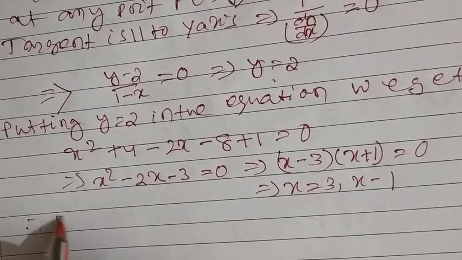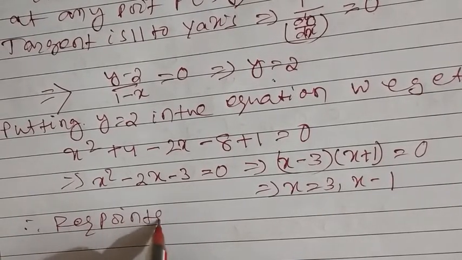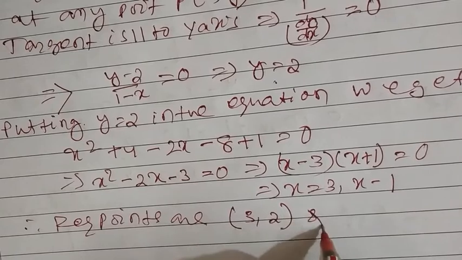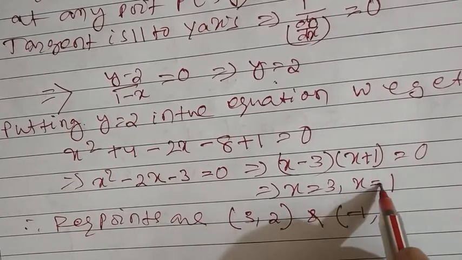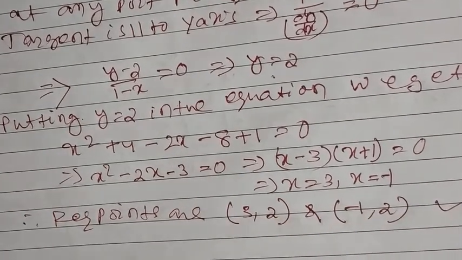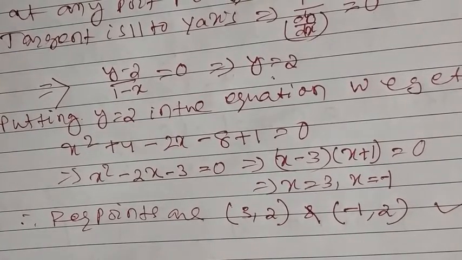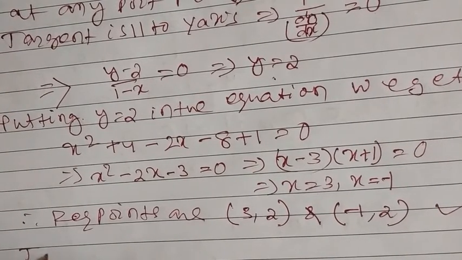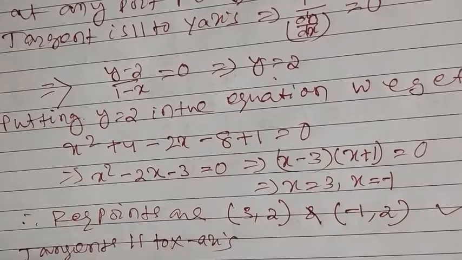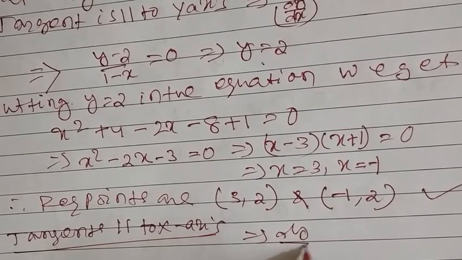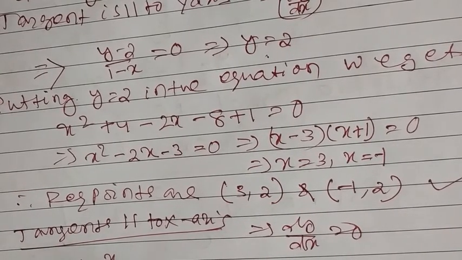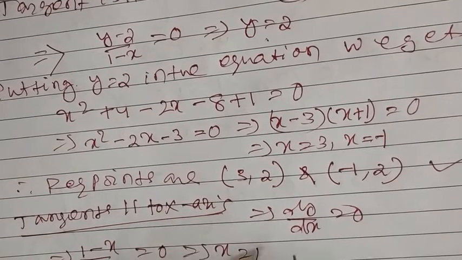So therefore required points are x is 3, y is 2 and x is minus 1, y is 2. At these 2 points, the tangents are parallel to y-axis. Now, tangents parallel to x-axis means dy by dx is 0. That means 1 minus x by y minus 2 is 0. So x is 1.